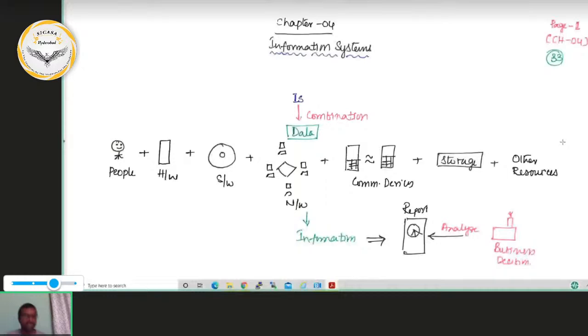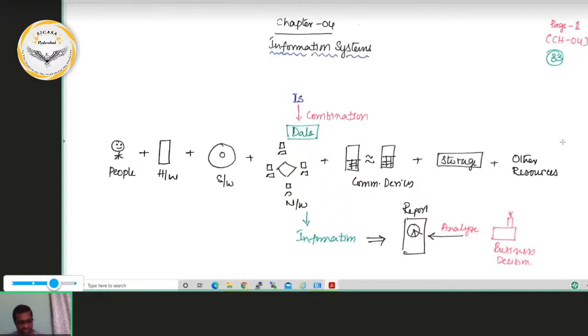Now in chapter 4, we'll study about information systems. So why do we require information systems? What do you mean by information systems? Information system is nothing but a software. Which type of software is it? It is nothing but an application software. What do you mean by application software? Any software which is used by the user is called an application software. So if you want to perform a task, you can use this particular information system to perform a user's task.